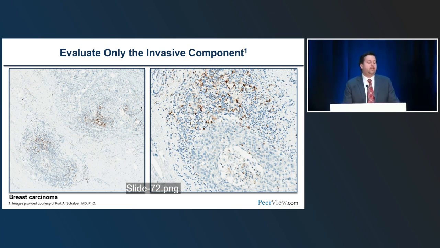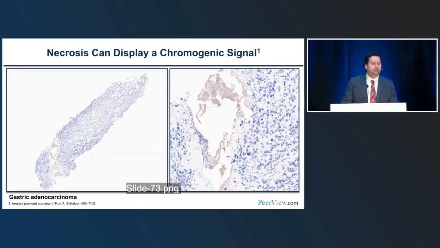This is an example of a DCIS around invasive carcinoma of the breast, and you can see here that there is some positivity in the immune cells surrounding this ductal carcinoma in situ component. This should not be included in the scoring, and that's the way it's been applied so far. Until we see data with the use of immunotherapy in non-invasive disease, this should not be considered for scoring.